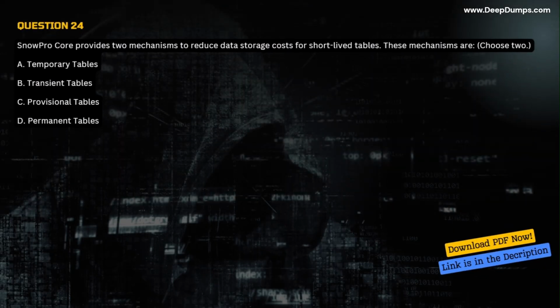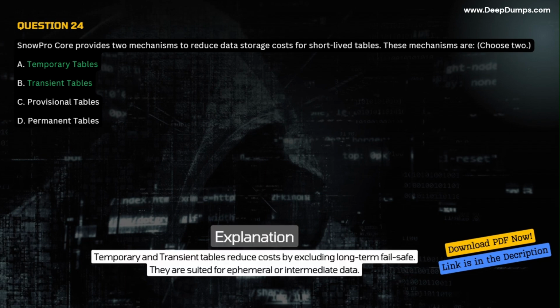Question 24. Snowflake provides two mechanisms to reduce data storage costs for short-lived tables. These mechanisms are: choose two. A. Temporary tables. B. Transient tables. C. Provisional tables. D. Permanent tables. Correct answer A and B. Temporary tables. Transient tables. Explanation: Temporary and transient tables reduce costs by excluding long-term fail-safe. They are suited for ephemeral or intermediate data.